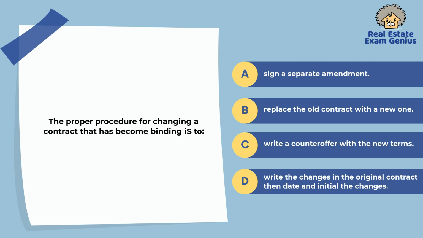Replace the old contract with a new one. Write a counteroffer with the new terms. Write the changes in the original contract, then date and initial the changes.